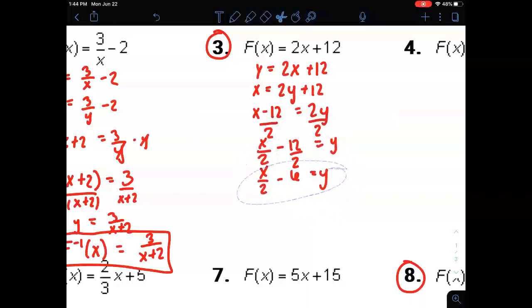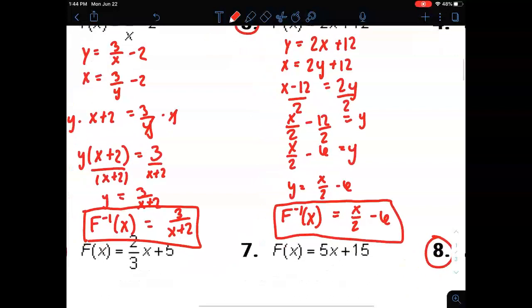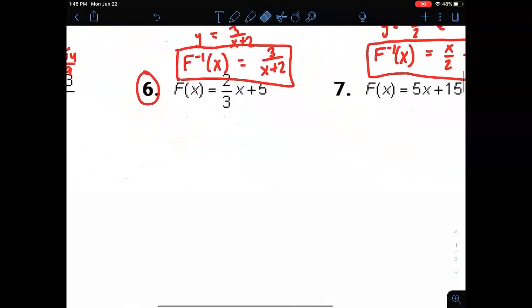So then again, running out of space. So then we move y to the other side. y equals x over 2 minus 6. Rewrite it as the inverse function of x equals x over 2 minus 6. All right. And again, I'm showing a lot more steps than you have to here, okay? I'm showing sometimes how to undo the processes. But again, you don't have to show as many steps as I am.